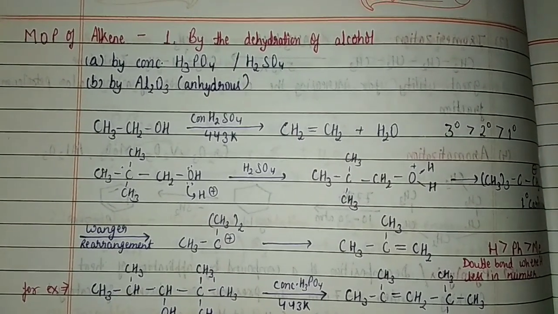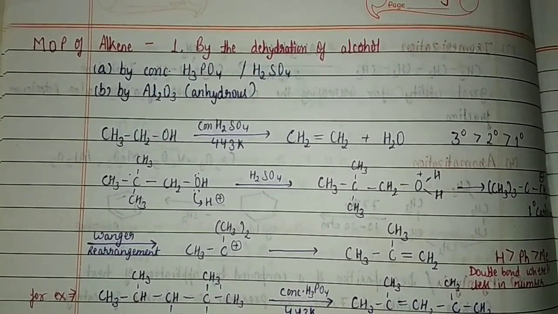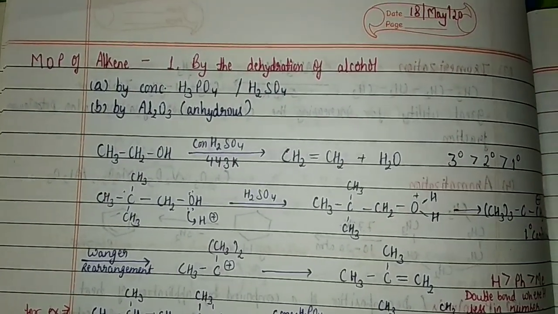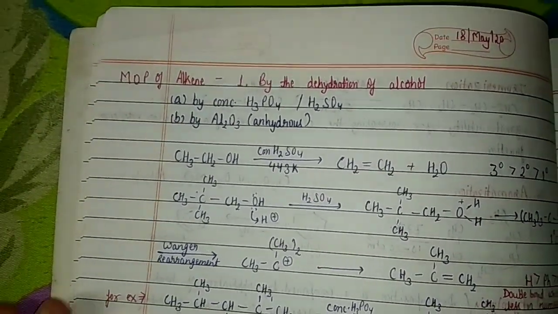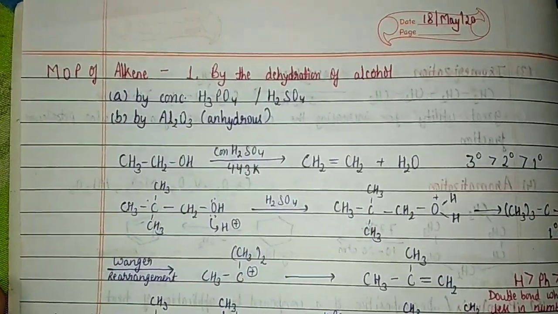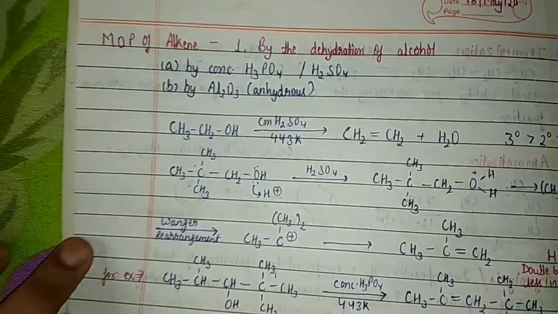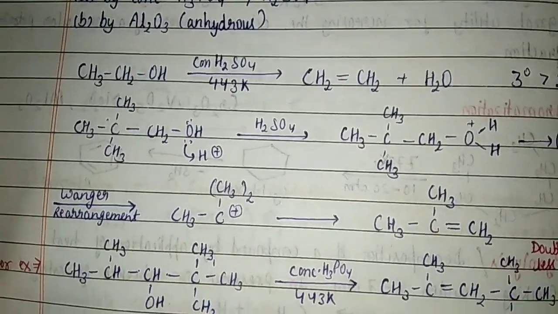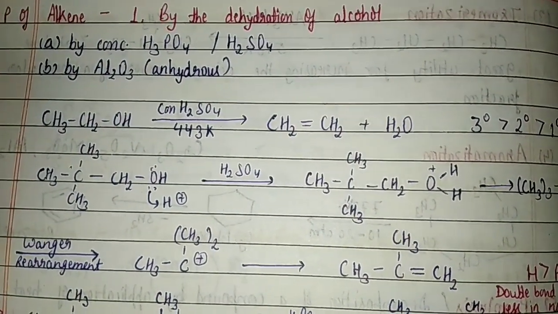Hello everyone, today we are going to discuss the methods of preparation of alkene. The first method is by the dehydration of alcohol. Dehydration of alcohol means that a water molecule is going to be released in the reaction. The reagent is concentrated H2SO4 or H3PO4, the sulfuric acid and the phosphoric acid.